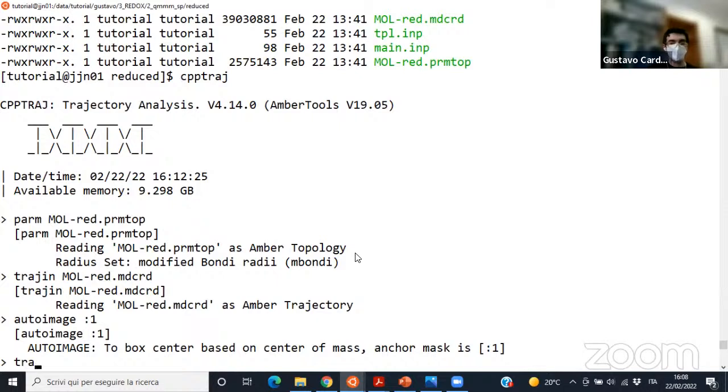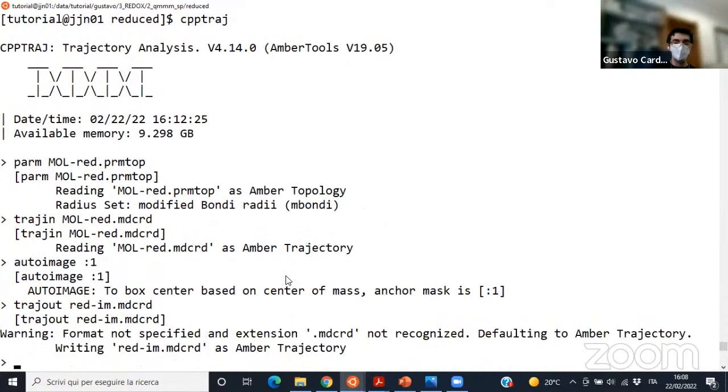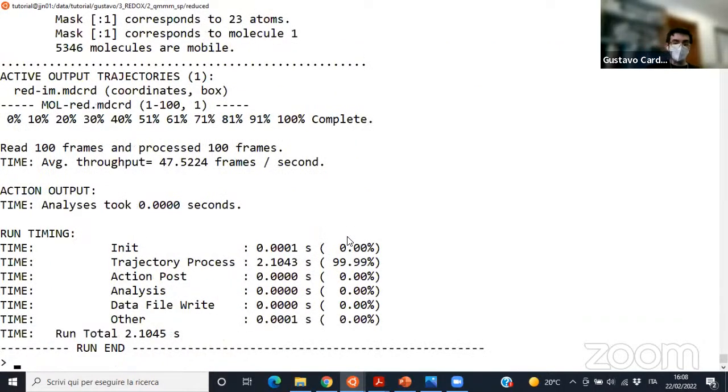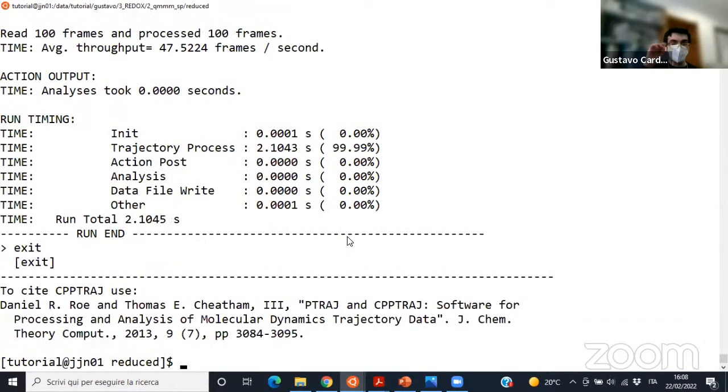Then trash out. We are gonna call it red minus im.mdcrd, simply because this is the way I called it in the main.input, but you can call it whatever you want. Okay. Then go. Then exit or quit.